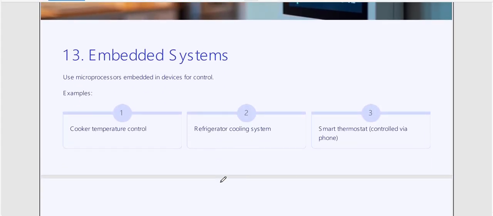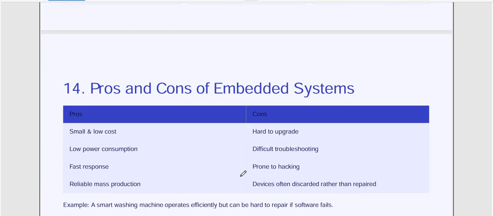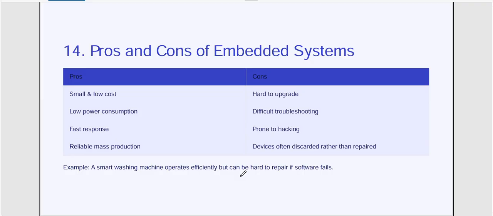Now we have another topic which is called embedded systems. Embedded systems are basically used to perform a specific, or you can say a dedicated task. एंड embedded systems के अंदर आप microprocessors use करते हैं और वो आपकी device को control करते हैं। जैसे कि आप example लेके, एक cooker temperature होता है, उसके अंदर भी instructions write down कर दी जाती हैं। Refrigerator होता है, उसकी भी instructions write down कर दी जाती हैं। या smart thermostat होता है, that can be used for using your smartphone as well.